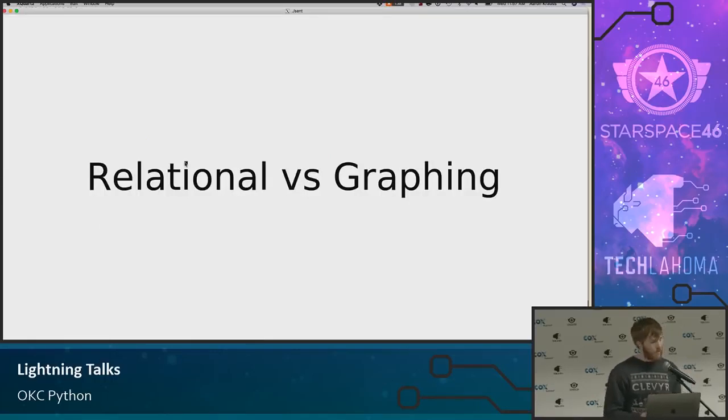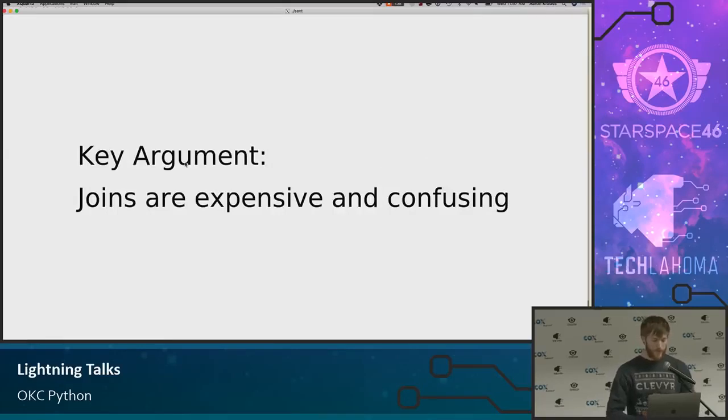So let's talk a little more about what it means to be relational, which is SQL more or less, versus a graphing database. The key argument that graphing databases benefit from is that your joins are very expensive and confusing in a relational database. They might not seem that way because you're so used to it, but if you're trying to explain to someone why you have to join these 5 tables together to get these 5 columns out of these various tables, it's a tough argument to make. But again, we're so used to that mentality that it's not hard for us to think of that.